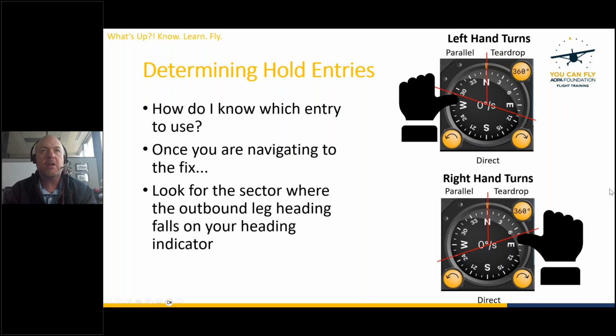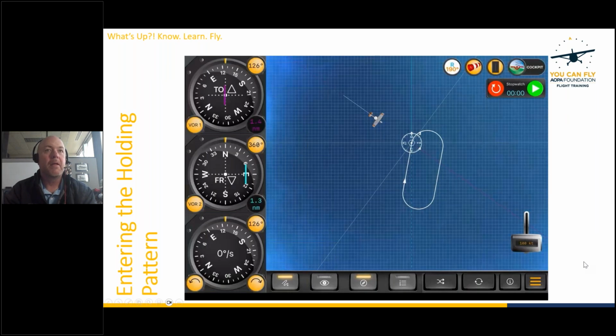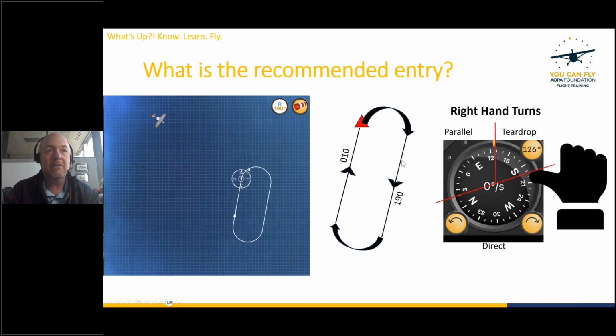So let's just show you in detail how this will work. Oops, go back one. Here we are. Here's the hold that we just drew. I use my outbound leg, 190. I do my little thumb trick. I am flying directly to it. My heading indicator is flying directly to it. I've got it all centered up with my navs.